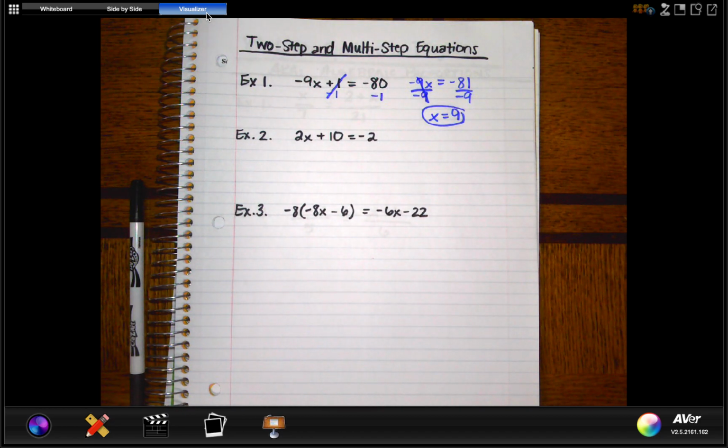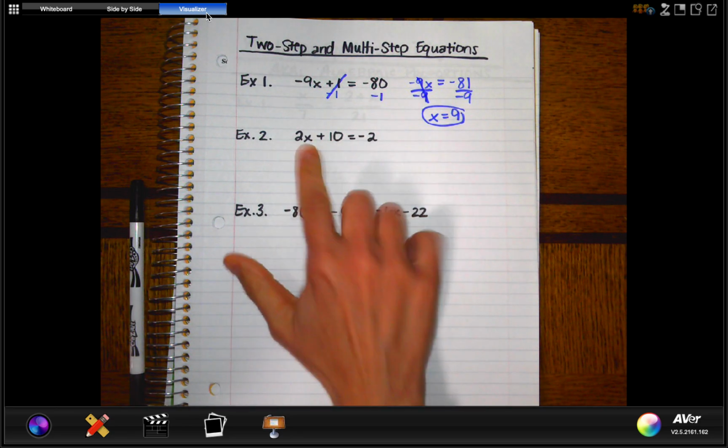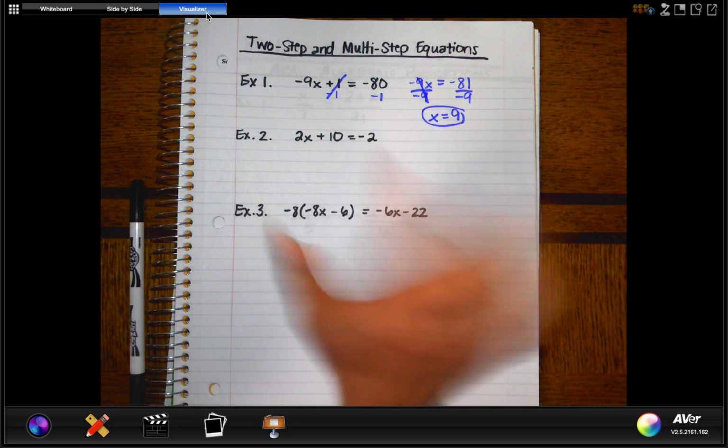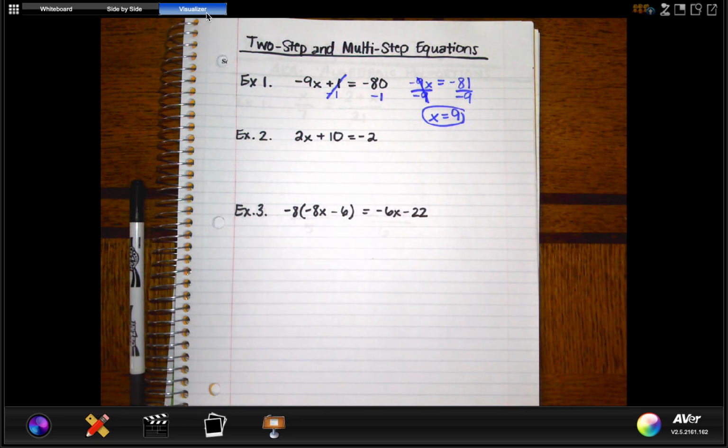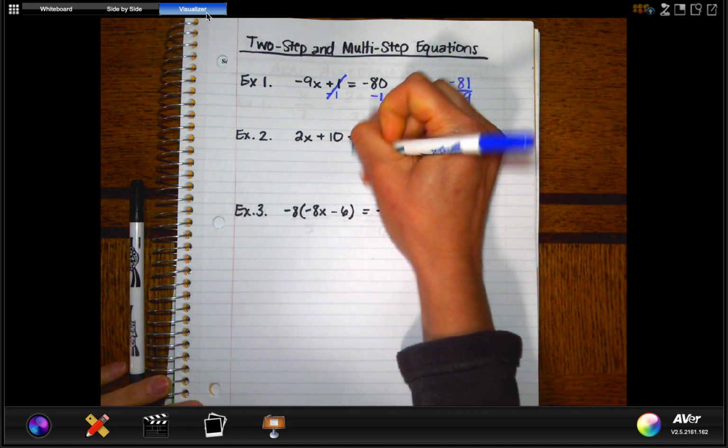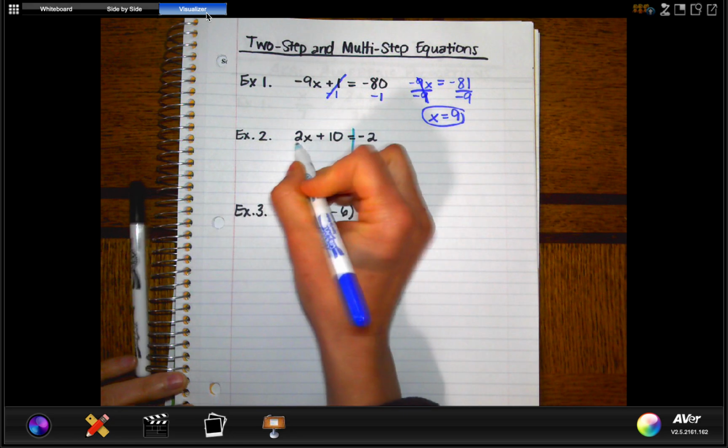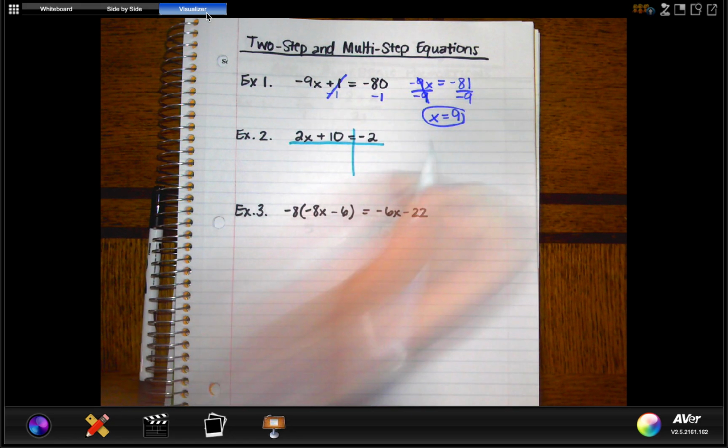Another way I showed my classes how to do this is to make a t-chart. So anytime you have a variable, an equal sign, and a number, you can use the t-chart method, okay? And so what that means is you draw a line down the equal sign, and you draw a line underneath the problem to separate it.